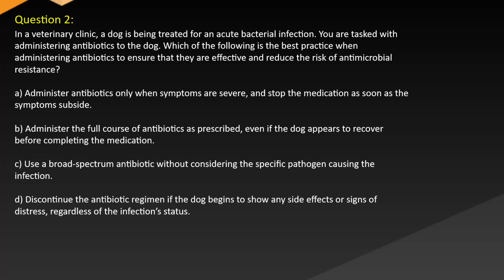A. Administer antibiotics only when symptoms are severe and stop the medication as soon as the symptoms subside. B. Administer the full course of antibiotics as prescribed even if the dog appears to recover before completing the medication. C. Use a broad-spectrum antibiotic without considering the specific pathogen causing the infection. D. Discontinue the antibiotic regimen if the dog begins to show any side effects or signs of illness, regardless of the infection's status.